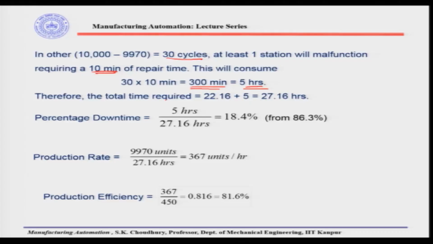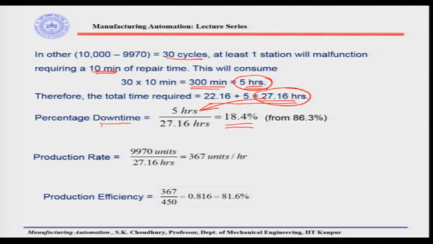So, the total time required will be 22.16 hours plus 5 hours. So, this will be 27.16 hours, it is the total time required. Therefore, the percentage downtime we can find out: 5 hours divided by 27.16 hours, and this will be 18.4%.